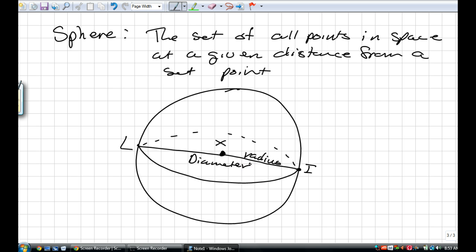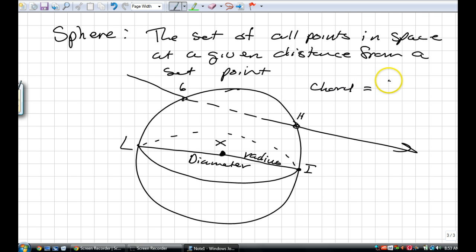And if I had, where this is G and this is H, I could talk about a chord, which would be segment GH, or I could talk about a secant, which would be line GH. So when we're talking about a secant, we're talking about the whole line. When we're talking about a chord, we're just talking about the segment whose endpoints are on the sphere.